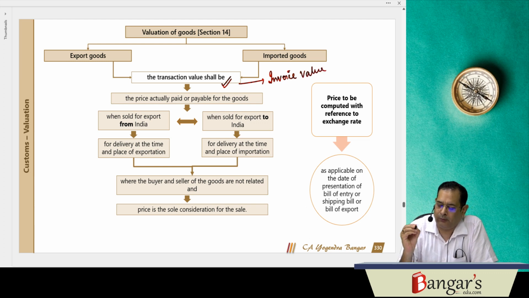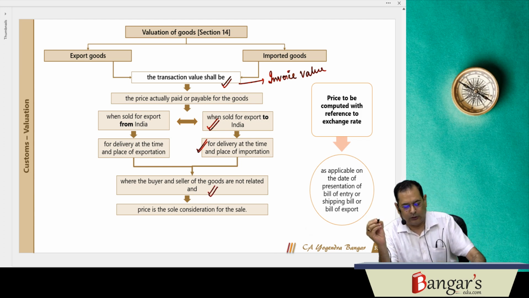Now in case of importation, when the goods have been sold for export to India, for delivery at the time and place of importation, the value is the value for delivery at the time and place of importation, where the buyer and the seller of the goods must not be related. Say the importer and exporter must not be related, and the price is the sole consideration for sale.